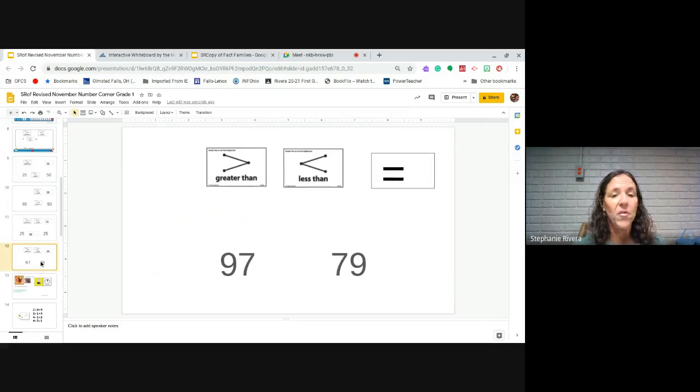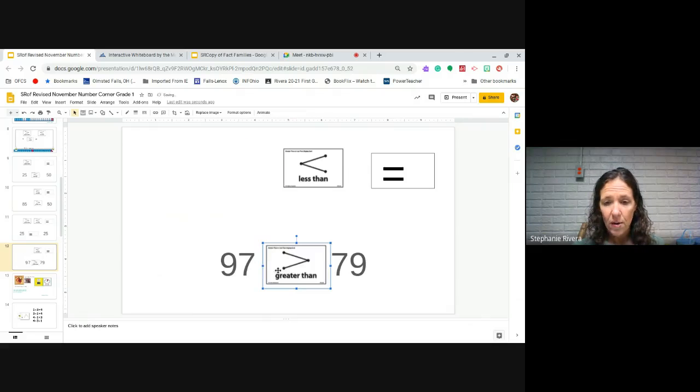Okay, last example here, friends. I have 97 and 79. Kind of tricky. I see some of the same numbers, but they're in different orders. 97 has 9 tens. And 79 only has 7 tens. Oh, I hear you yelling it out. You're telling me it's easy, right? 97 is greater than 79, and we have that alligator mouth towards the 97.